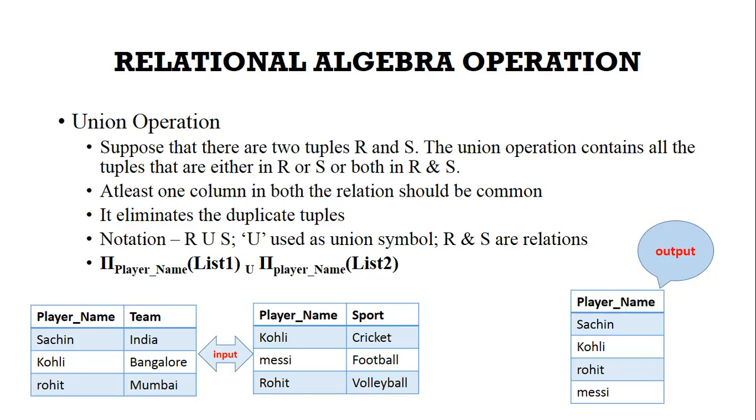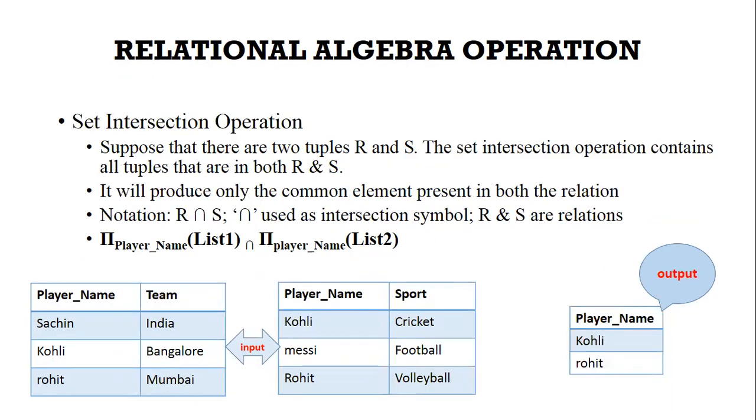That's why it is mentioned as pi of player name of list 1 union pi of player name of list 2. It will display the players combined from both the relations. So who are all the players? From list 1, we have Sachin, Kohli and Rohit. In the list 2 relation, we have Kohli, Rohit and Messi. Kohli and Rohit are already there, and we are taking Messi here. So this is the union operation performed in relational algebra.